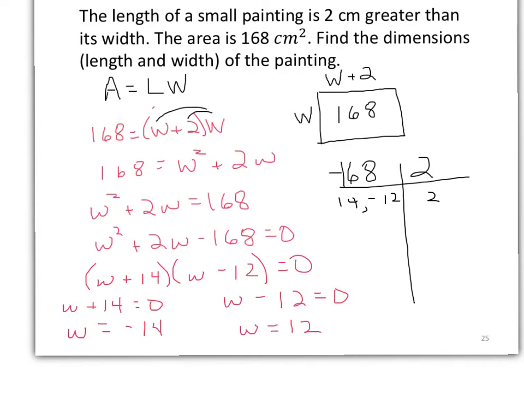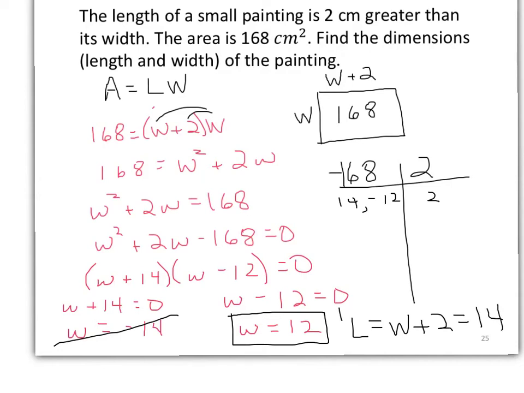Well, how can you have two solutions when you have one width? And the answer is your width is a physical distance, so it has to be positive, and that means you disregard the negative solution, so your width is 12. But we're not done. We still have to find the length, and the length equals the width plus 2. So the length equals 14. And those are your two dimensions.